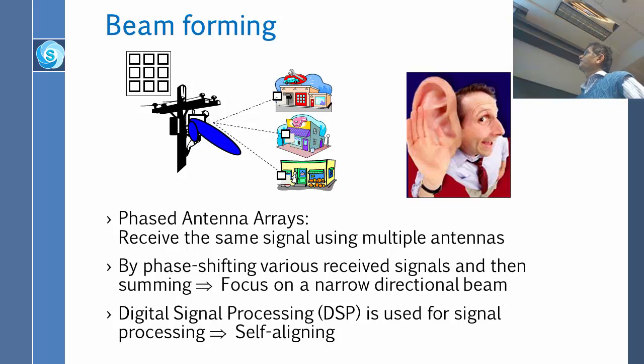By phase shifting various received signals and then summing, we can focus on a very narrow directional beam. Digital signal processing is used for signal processing and self-aligning. DSP is a whole field, where you take different matrices and multiply them and somehow get the result. We are not going to go there, but you have to just know that there are such things. So they can do beam forming, and all beam forming means is making the signal directional towards the receiver.